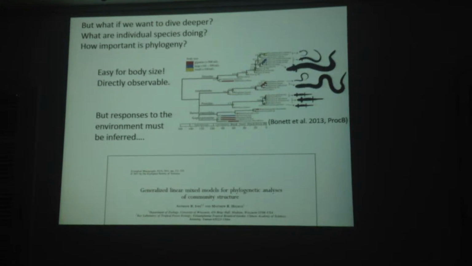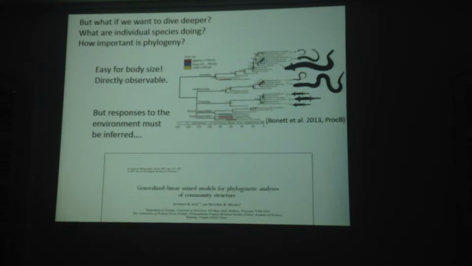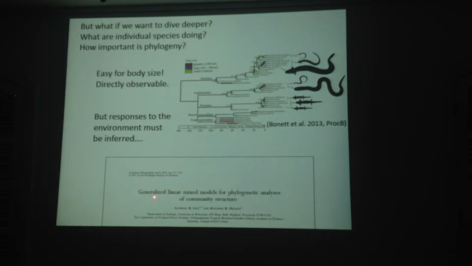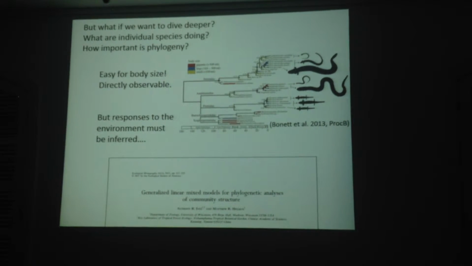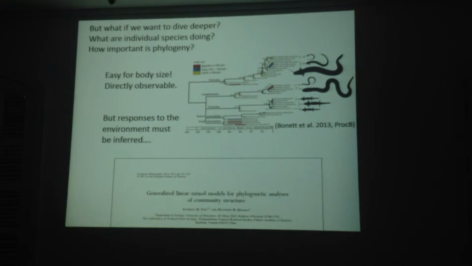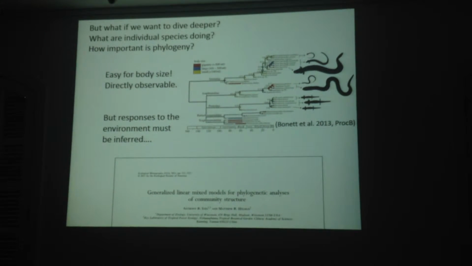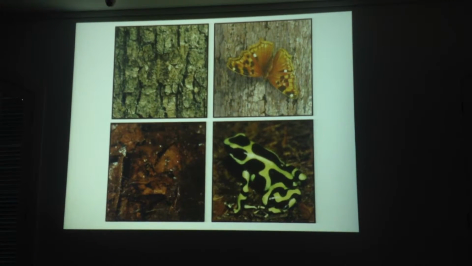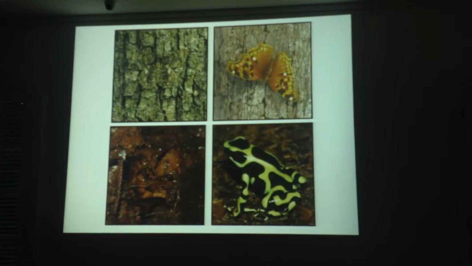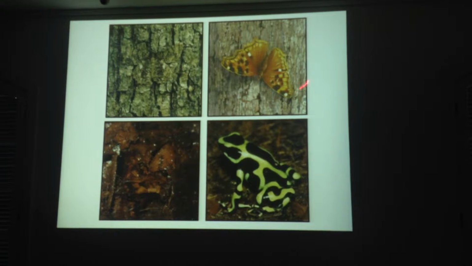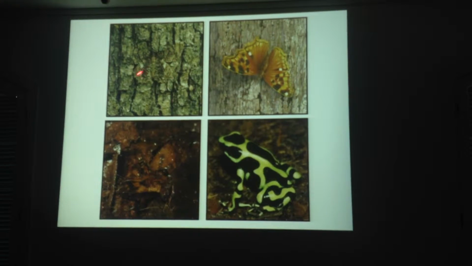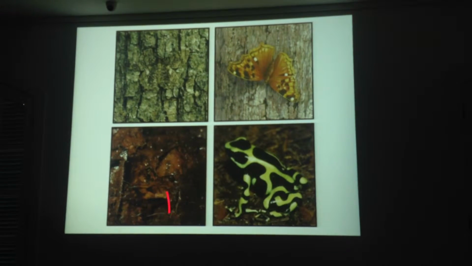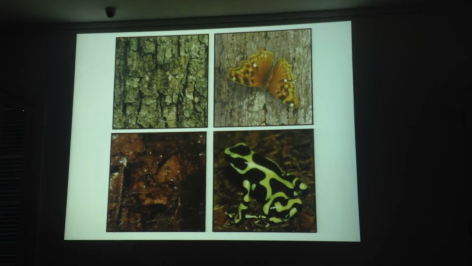What I'm doing here is building off of this beautiful framework that was published a few years ago by Ives and Helmus that leveraged these tools for generalized linear mixed effect models to analyze community data. But when you go out into the field, you quickly realize that you have a problem in that detection screws you. This butterfly is way easier to detect than this butterfly. This frog is way easier to detect than this frog. You can stare at this guy for a long time and not see it.